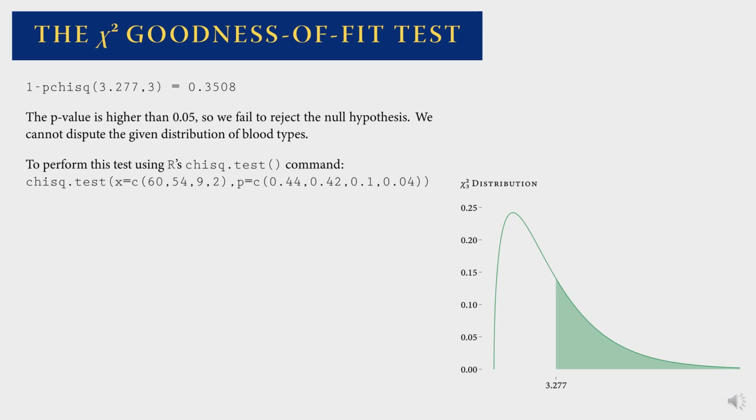In R, pchisq will give you the area below the statistic under a chi-square curve. Because we always look in the greater than direction, we use 1 minus pchisq. We could also set lower.tail equals false. And as usual, this version is more accurate when the area is very small, but it really doesn't matter which of these you use.